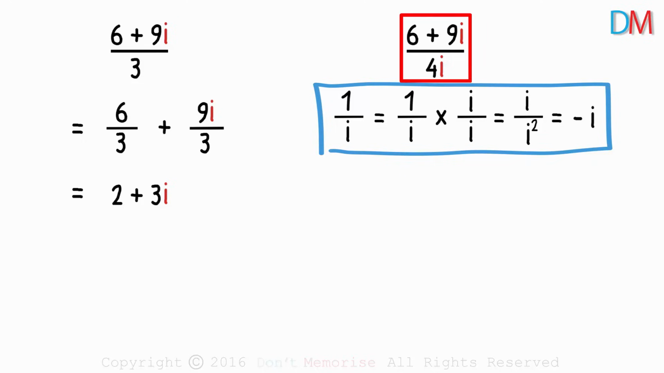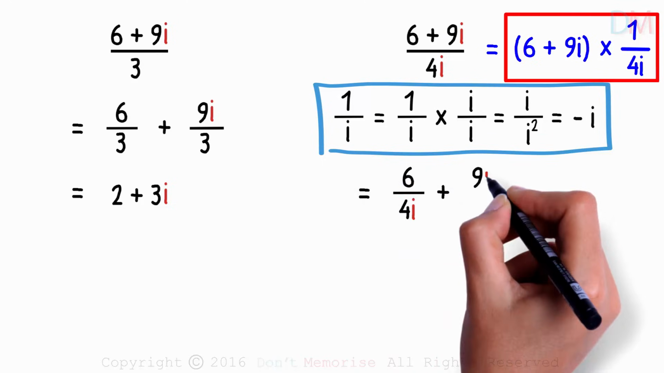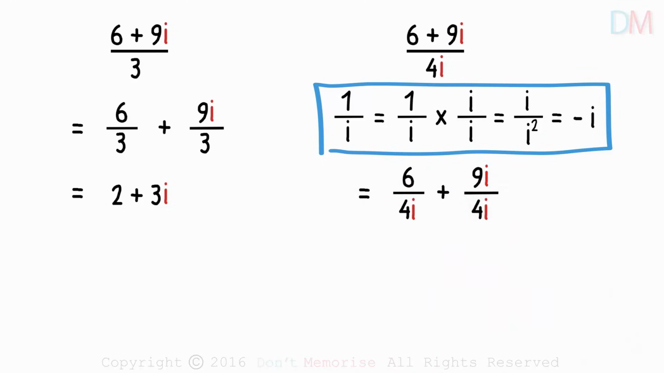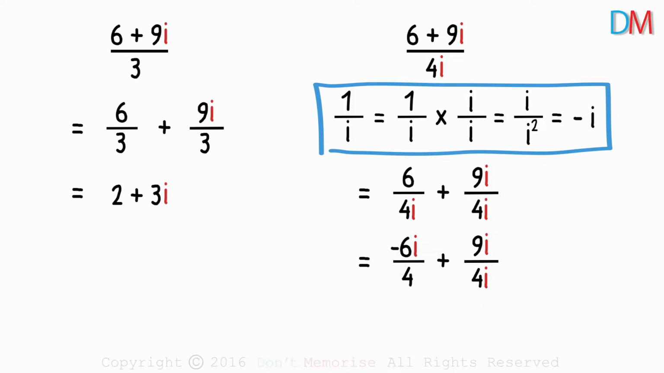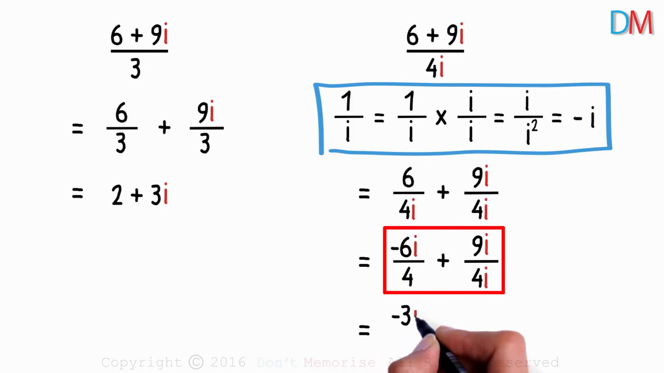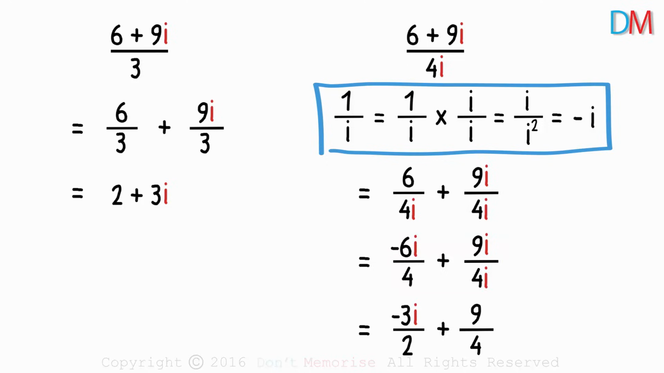Dividing 6 plus 9i by 4i is equivalent to multiplying 6 plus 9i with 1 by 4i. So this will give us 6 over 4i plus 9i over 4i. As we saw that 1 over i is negative i, this can be written as negative 6i over 4 plus 9i over 4i. Simplifying this will give us negative 3i over 2 plus 9 over 4. As we write a complex number with the real number first, this is 9 over 4 minus 3i by 2.